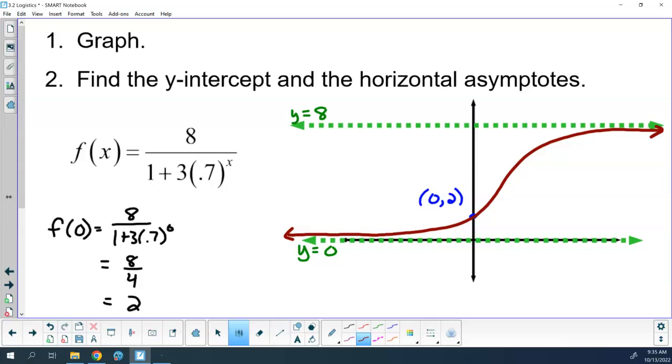That's all you need. Because it's not always going to go through a nice and neat point. Like, we tried one. We put one in there, right? Three times 0.7 is 2.1, plus one is 3.1, and what's 8 divided by 3.1? 2.5806. Not always going to be nice and pretty. Sometimes, yes, you can find a pretty point, but most of the time, it's not going to be very pretty.